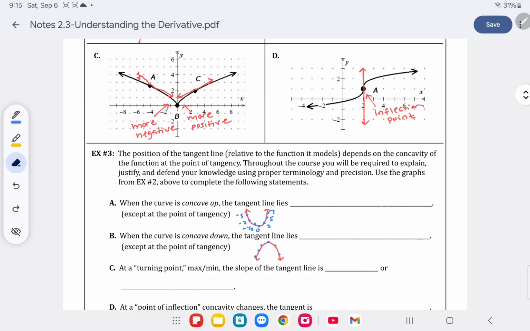What you need to know for now is that if a graph is concave up, all the tangent lines to that graph are going to be below the curve. And if it's concave down, all of your tangent lines are going to be above the curve.